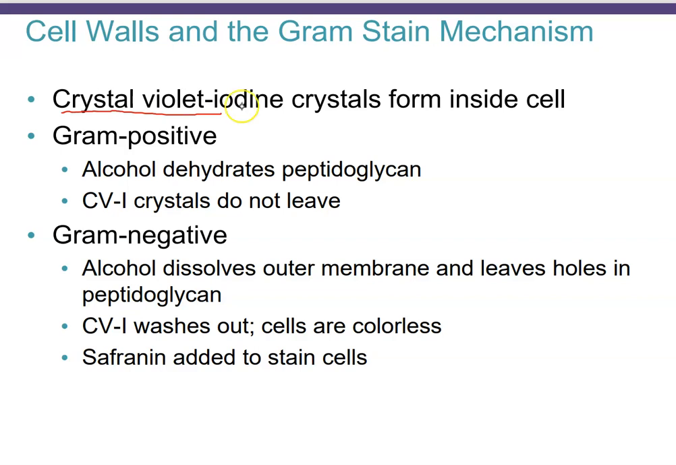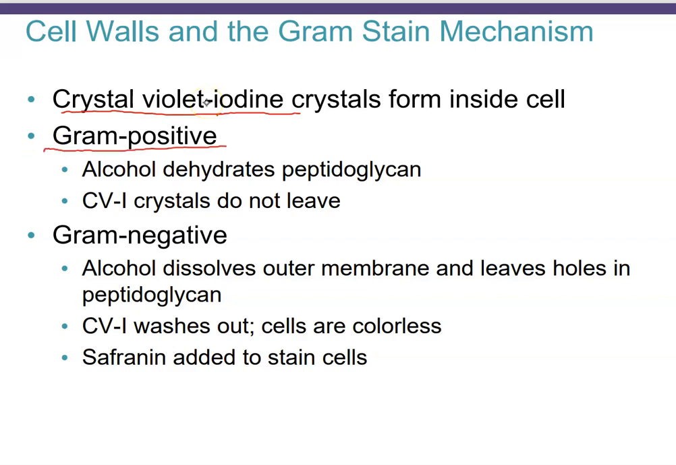The next step is that you add iodine as a mordant. The gram's iodine is a liquid, but when it comes in contact with the crystal violet, it forms a thicker or larger complex. And then when we try to decolorize these cells, the crystal violet iodine complex will be too thick, and because the gram-positive cells have this very thick peptidoglycan layer, the crystal violet iodine combination is retained.